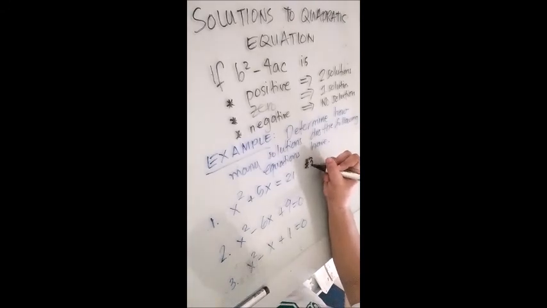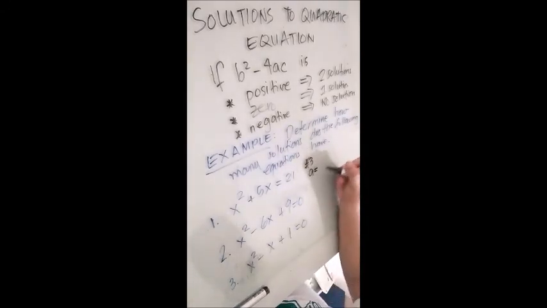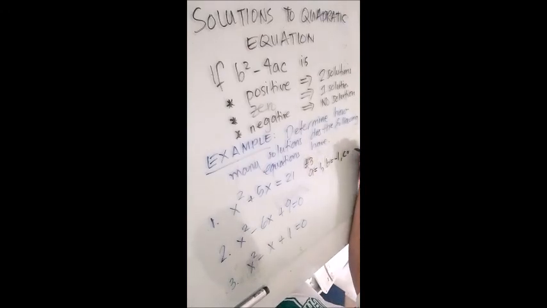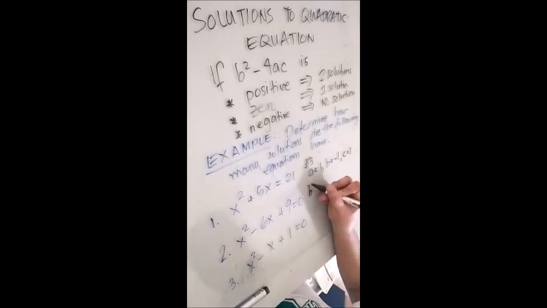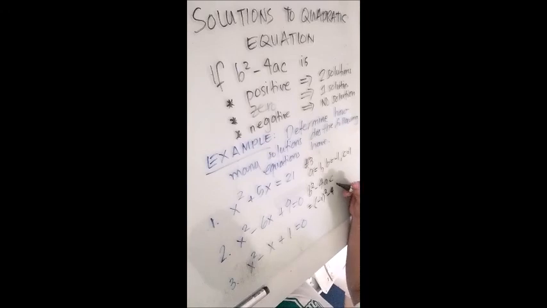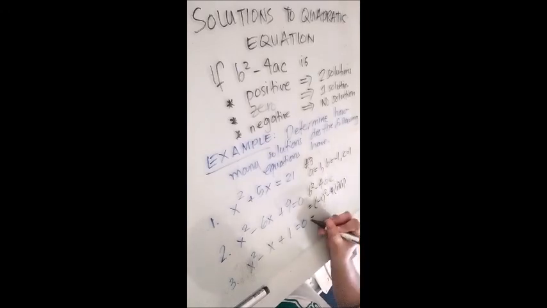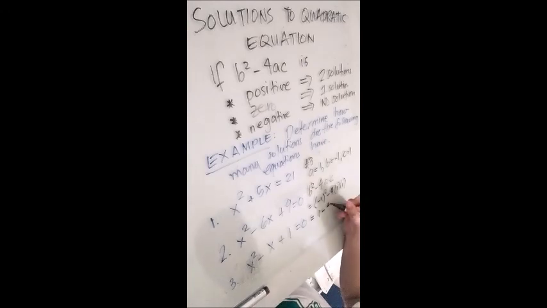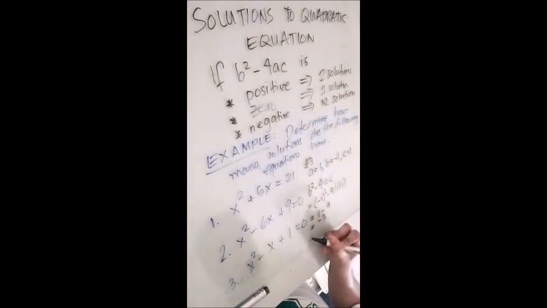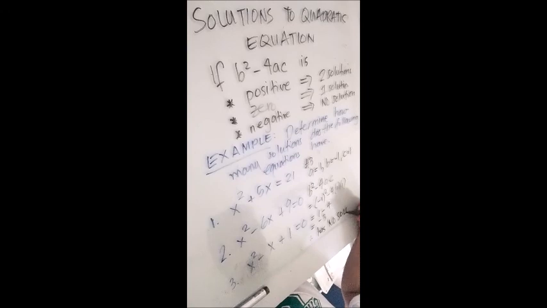Okay, let's proceed to number 3. A is 1, B is negative 1, and C is positive 1. Let's take a look at b squared minus 4ac. B is negative 1 squared minus 4 times 1 times 1. So we have 1 minus 4 times 1 times 1, which is 4. What is 1 minus 4? That is negative 3. Negative 3 is negative. So what does it mean? The equation has no solution.